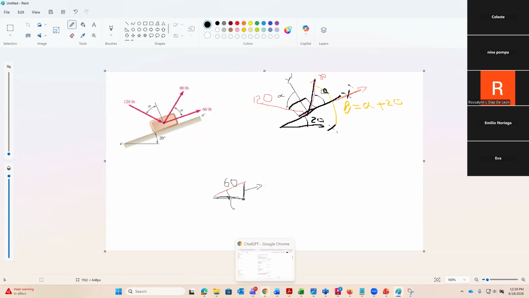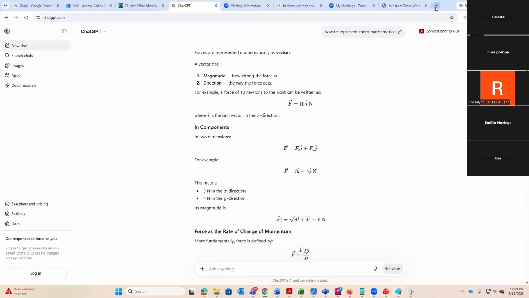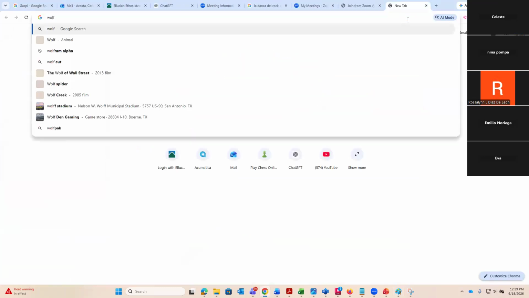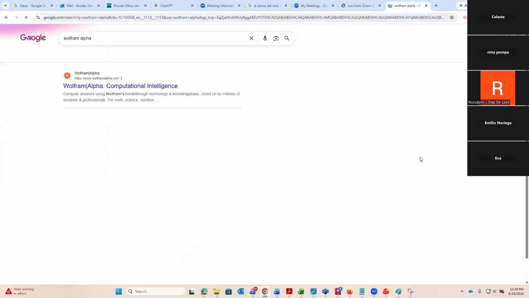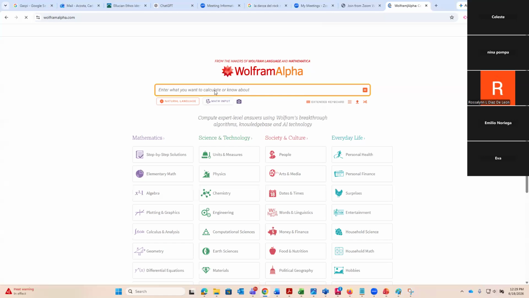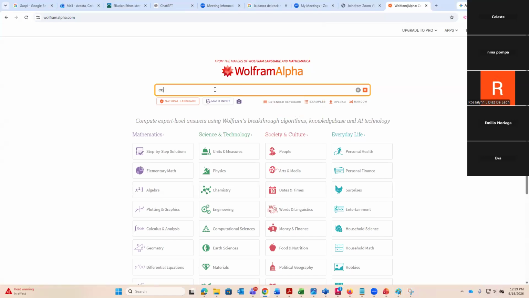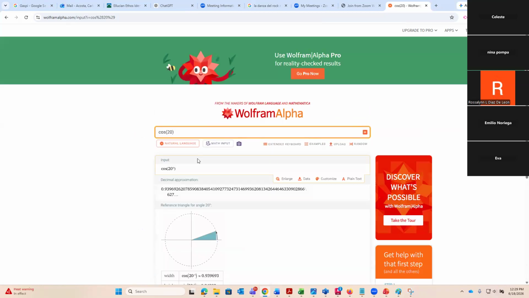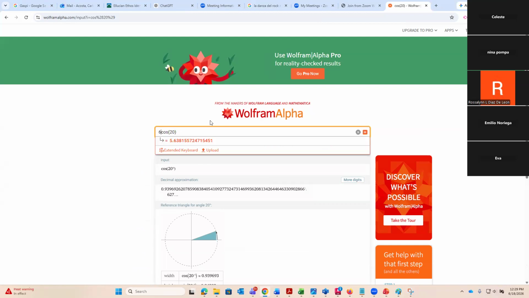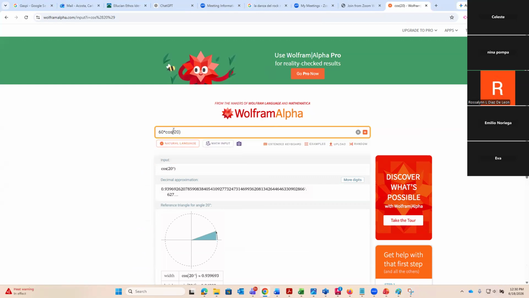Okay, so Wolfram Alpha is a really good tool I use as a calculator if I don't have a calculator on hand. So cosine of 20 is 0.9396. Okay. So what is 60 times that? So 60 cosine 20 is 56.38. Okay, so 56.38. Please somebody remember that or write it down. And that's the x component.